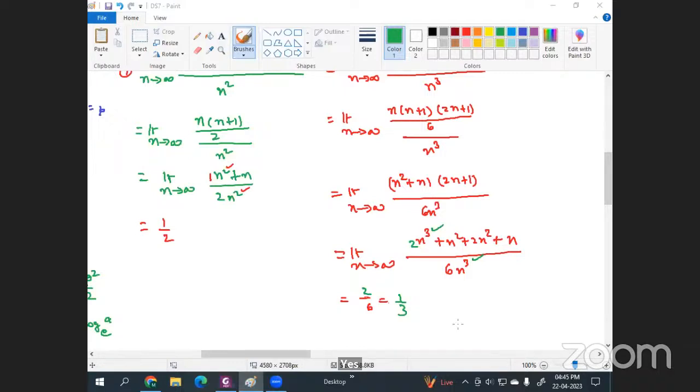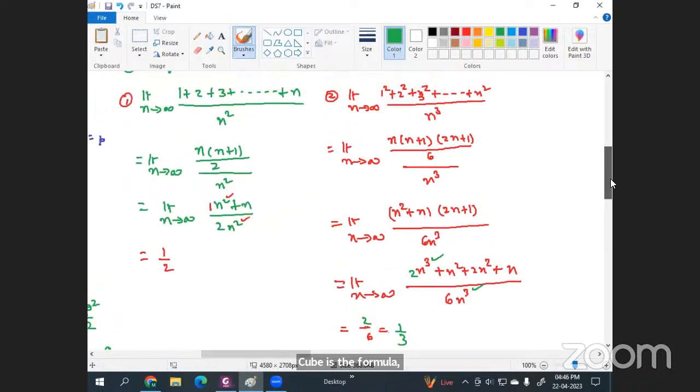Now, how 6 came? That is a formula here. 6n cube is the formula: n into n plus 1 into 2n plus 1 by 6. That is the formula of that. Okay? Anonymous. Right. Next one.